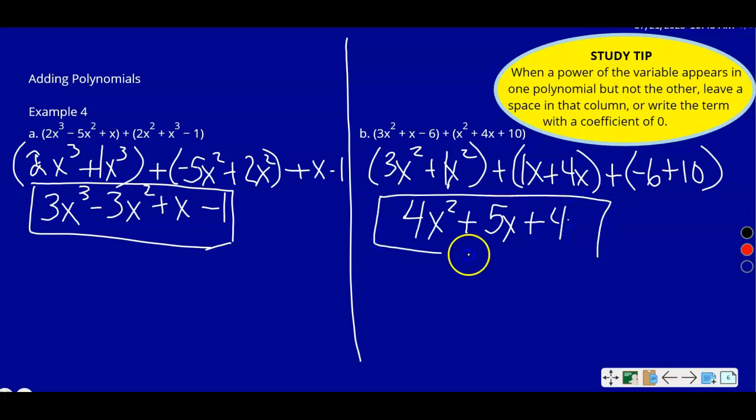So this is in standard form. It has 3 terms, so it's a trinomial. It's a degree of 2 because that's your highest exponent. And the leading coefficient is a 4.